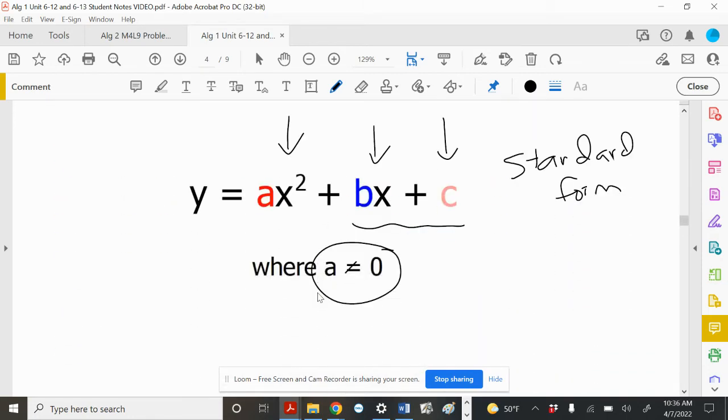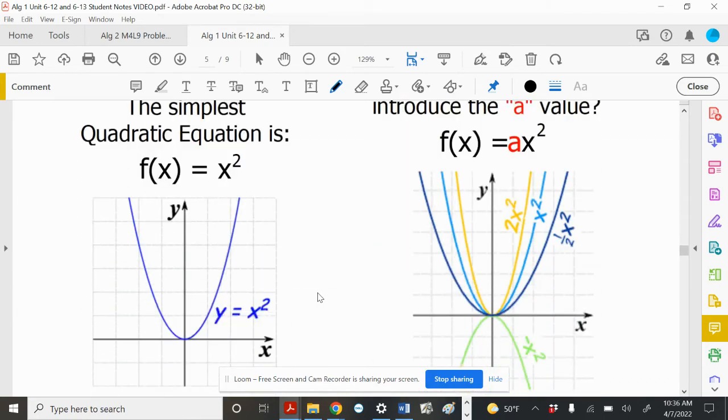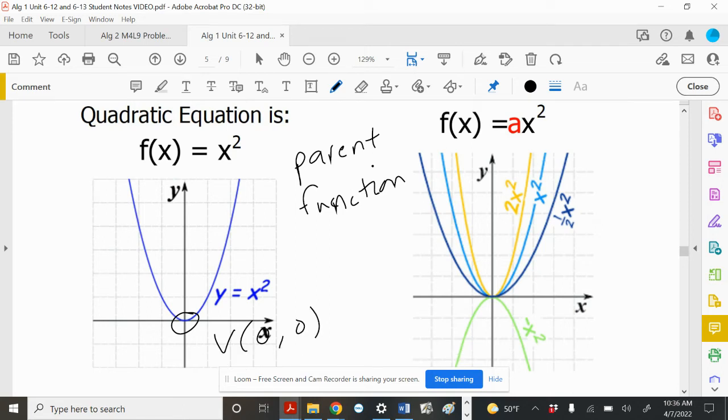Okay, so this is what I just talked about with standard form and understanding standard form and everything else. So now, here is what is known as our parent function. So our parent function is one that we've been using. We've been talking about this already. But notice that the vertex is at 0, 0. That's our parent function, so that's how things shift around.